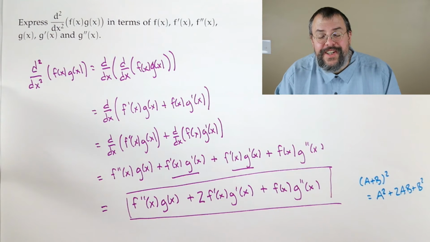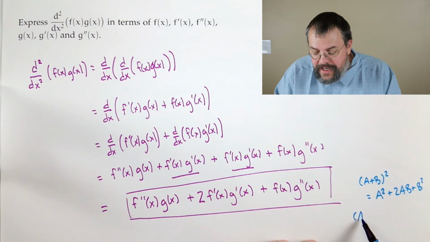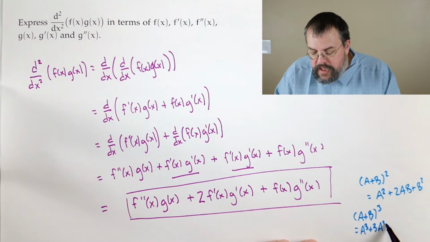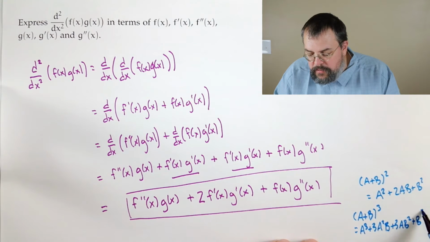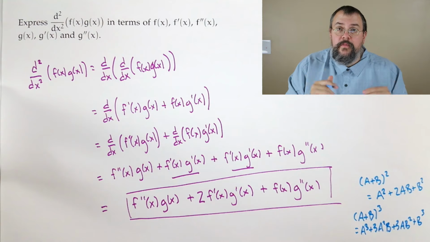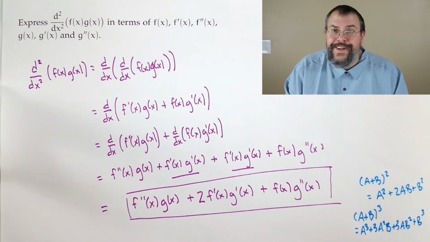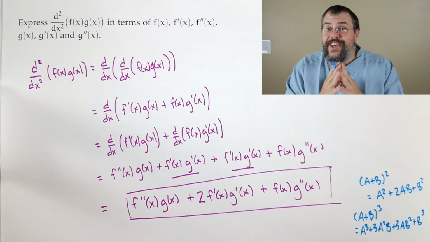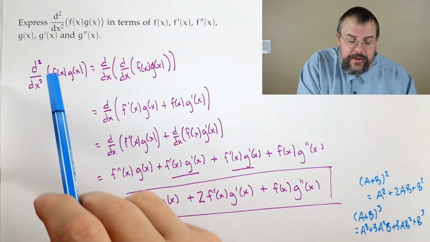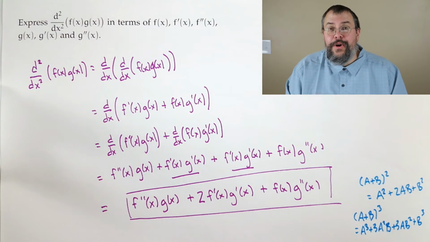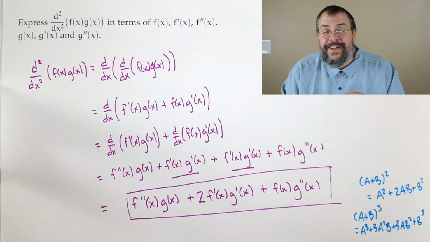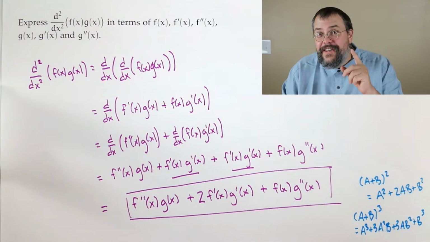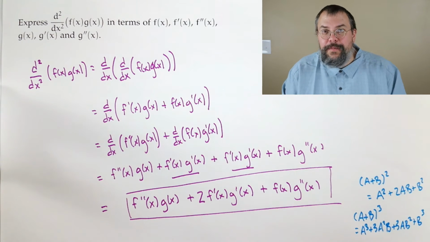So let me ask you a question. It's true that (a + b) cubed, if you work it out, is a cubed plus 3a squared b plus 3ab squared plus b cubed. That's the formula for a cube. So what do you think if I took the third derivative of f times g? What would it look like? What's your guess? And can you prove it? Can you run the computation?